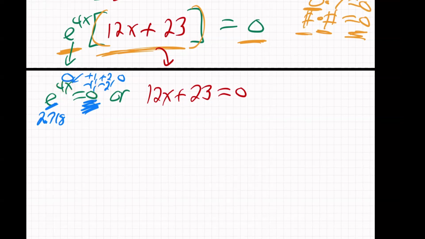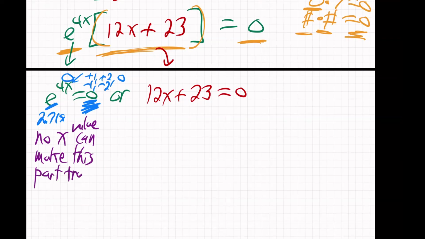So this is a dead end. There's nothing here. There's no way. There's no x value. No x value can make this part true. There's no x value that you could ever plug in right there to make e to the 4x equal 0. It's impossible.